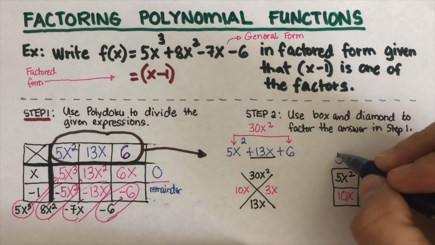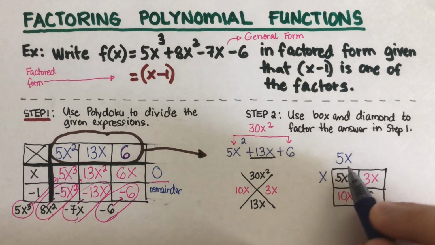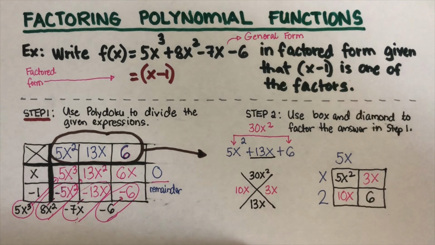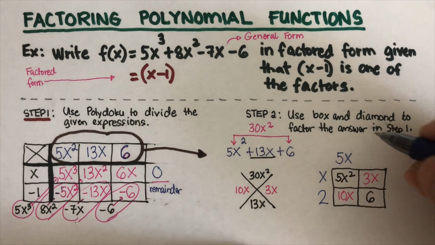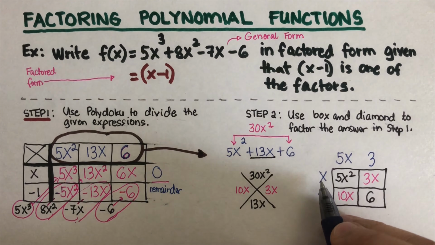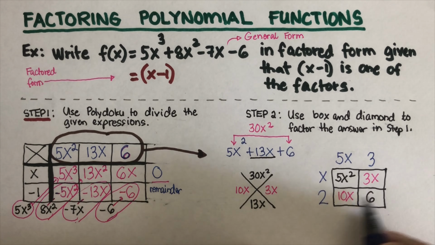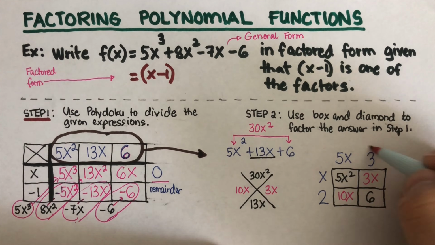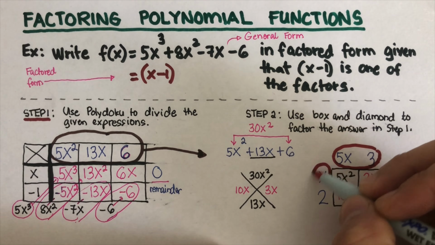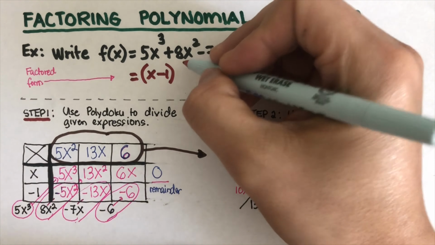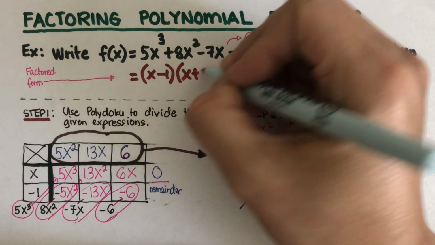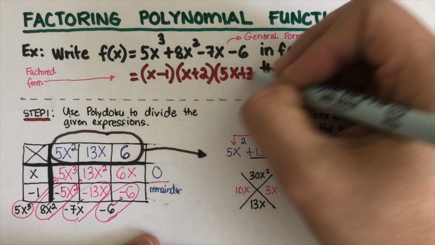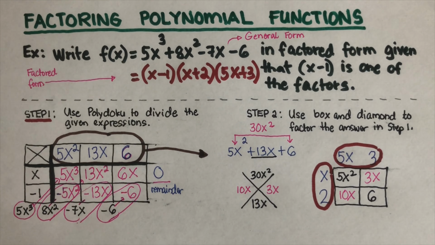So I'm going to write 5x here, and then x, so that 5x times x is 5x squared. And then this one right here is a 2, so 5x times 2 is 10x. And this one right here is a 3. 3 times x is 3x. 3 times 2 is a 6. And so these are the other factors then. So that's 5x plus 3 and x plus 2. So I can go ahead and write that over here. x plus 2 and 5x plus 3, and this is our factored form.